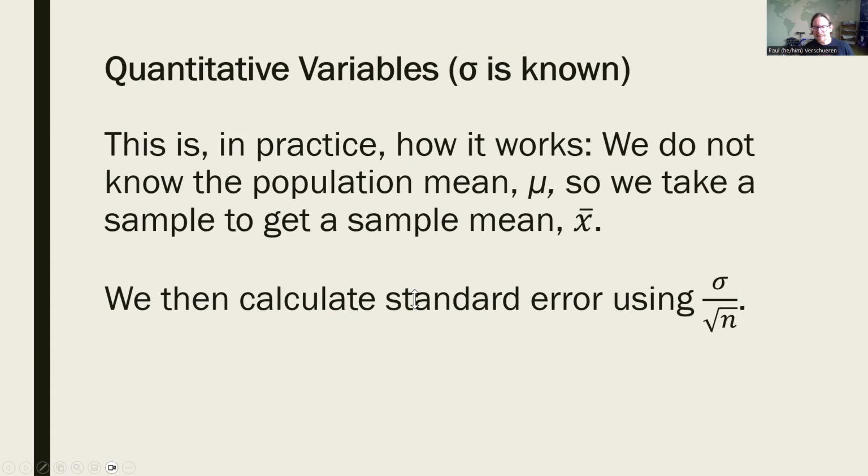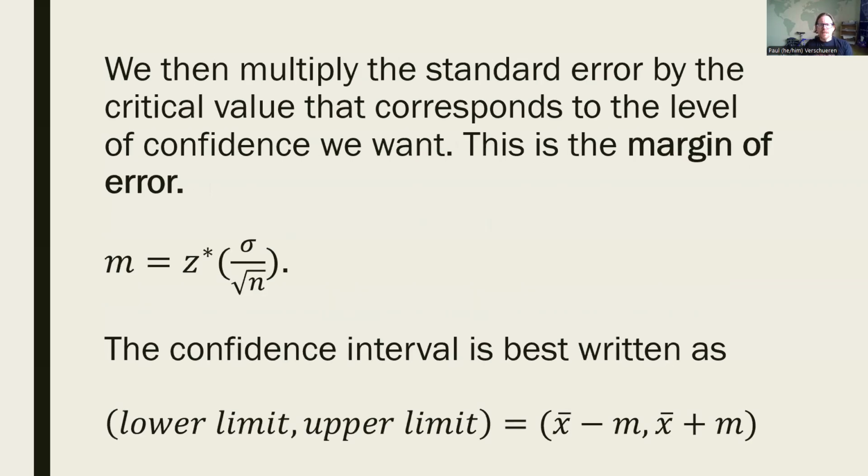We then calculate the standard error using population standard deviation divided by the square root of n. We talked about this in class today, but it really is related to, depending on your sample size, you'd expect that distribution of means to shrink down significantly as the sample size increases. Multiply the standard error by the critical value or confidence multiplier that corresponds to the level of confidence we want. That creates the margin of error.